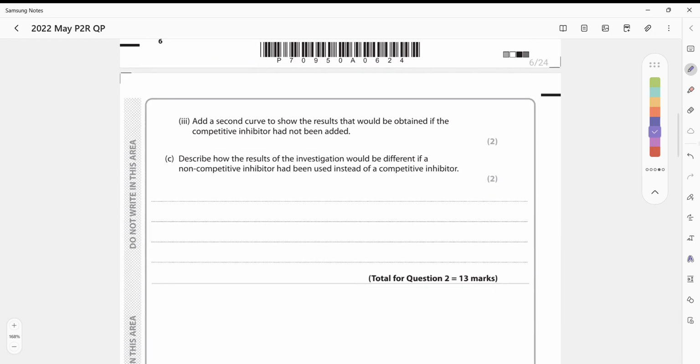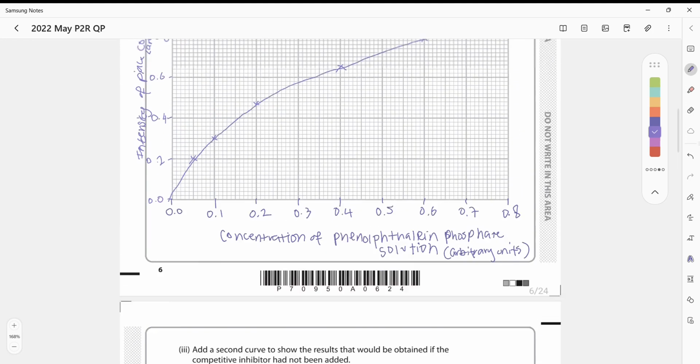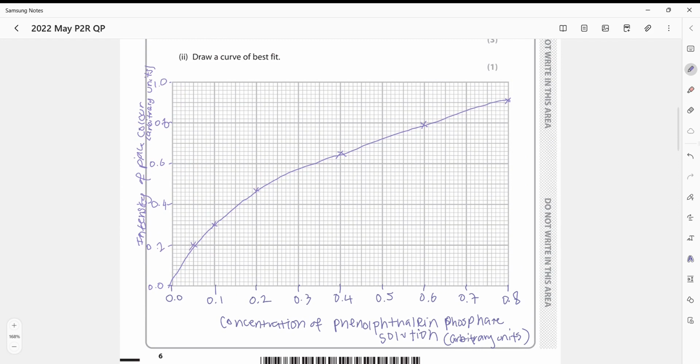All right, the next part, part 3, add a second curve to show the results that would be obtained if the competitive inhibitor had not been added. A competitive inhibitor is an inhibitor that competes for the active site of the enzyme. Because of that, it has a very similar shape to the substrate itself. So if you don't have the competitive inhibitor, then the rate of reaction would occur a lot faster. And so this is what the curve would look like.